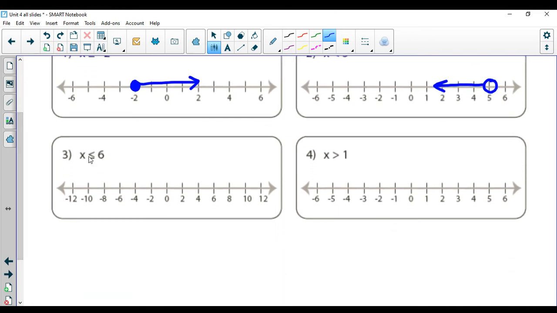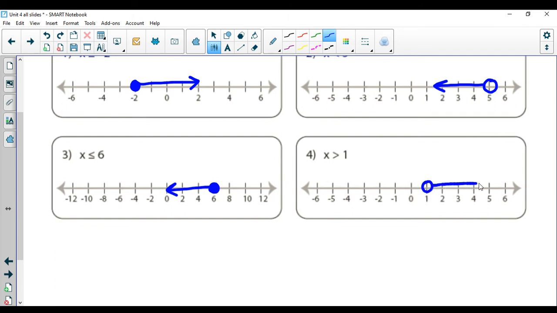Taking a look at number 3, x is less than or equal to 6. 6 is my target number. Less than or equal deserves a closed circle because it includes the 6. And x is less than, so we're going to be shading down to the left side here. For the fourth one, x is greater than 1. So on the 1, I'm going to put my target number, and it's just greater than, so it doesn't include the 1, so it's an open circle.